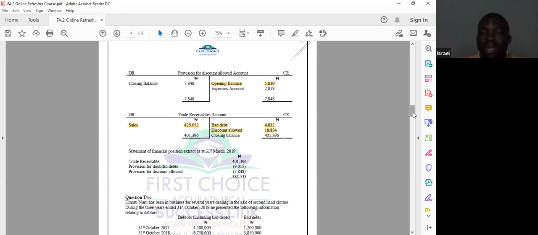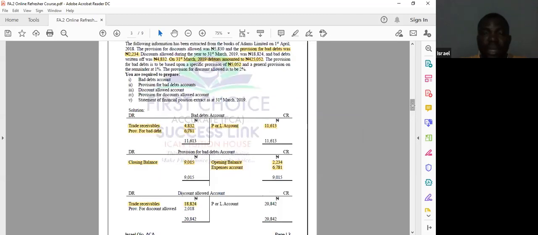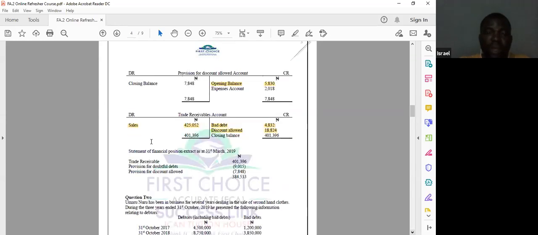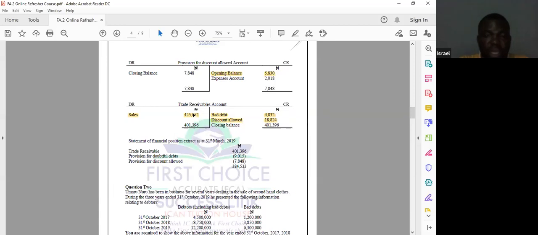So how do we get the closing balance? The way we get the closing balance is if we go back to the question, it says that the provision for discount allowed is 2%. Now, if that is stated, then you come down here and ask, what are you going to multiply 2% with? It will be 401, which is your trade receivable. You know, when I started the class, I said that your provision for discount allowed is always calculated on the remainder of the trade receivable account after the provision for doubtful debt has been deducted.